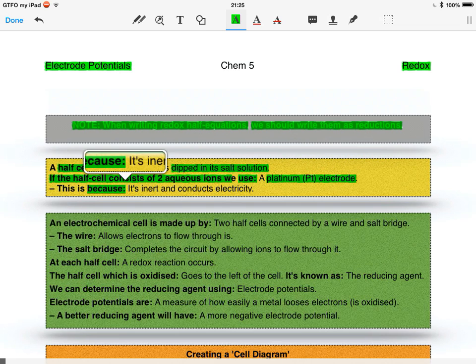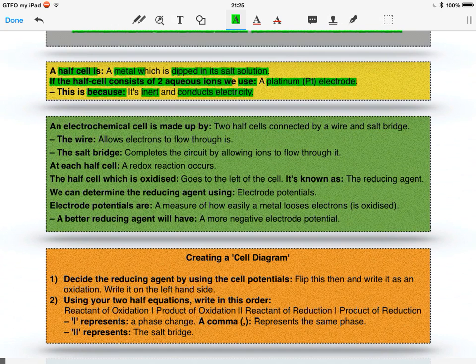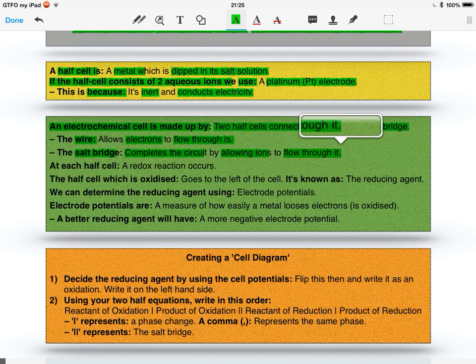We use platinum because it's inert, so it won't react with any of the substances, and it conducts electricity, which is pretty important for a cell. An electrochemical cell then is made up by two half cells, and these are connected by a wire and a salt bridge. The wire allows electrons to flow through it. The salt bridge completes the circuit by allowing ions to flow through it.